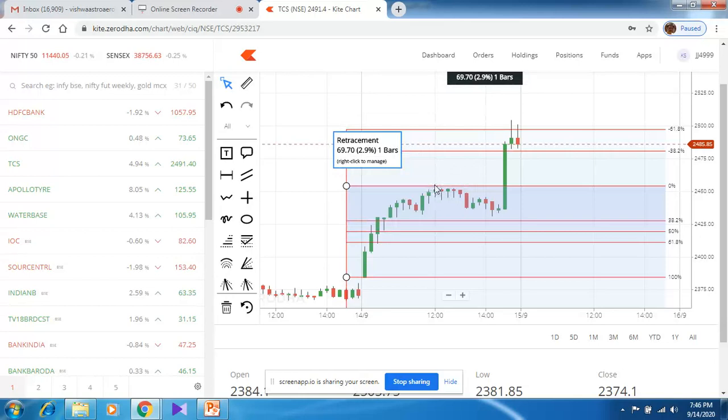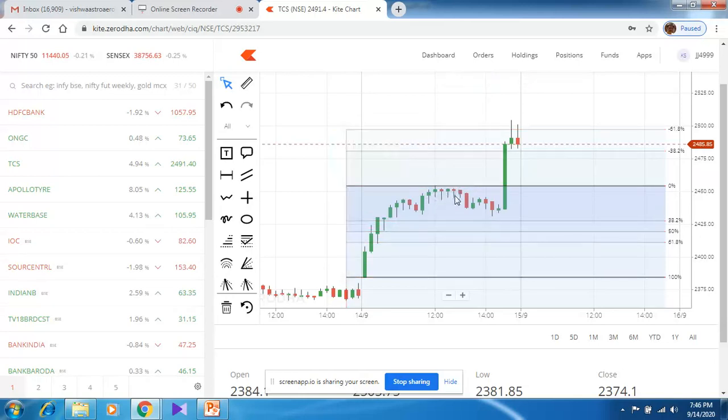But what happened here? It actually moved sideways until it broke this resistance here. There is this support here. There was a support. When this support was broken, the market came down. So this is how we have to analyze. And also this is the beauty of Fibonacci retracement.